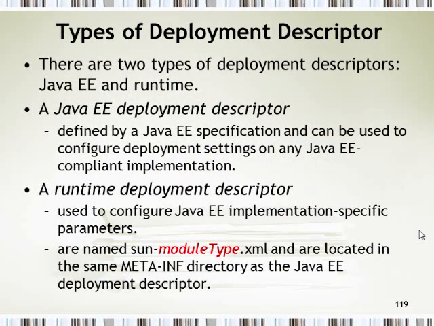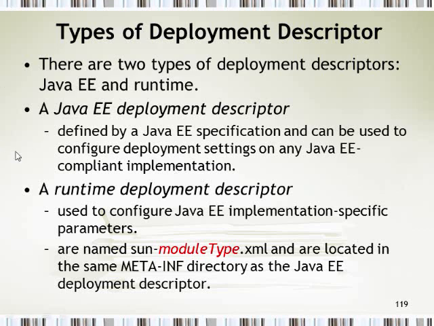Okay, let's look at the types of deployment descriptors. That will tell you how to use that thing. There are usually two types of descriptors. One is the Java EE deployment descriptor. The other one is the runtime descriptor. Now, when we say Java EE, they are the standard specifications that are required by the component. Any component that you create, there are some standard things that you need to specify, and they are going to come in the Java EE descriptor.